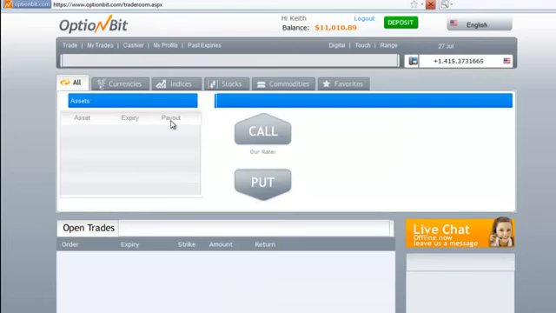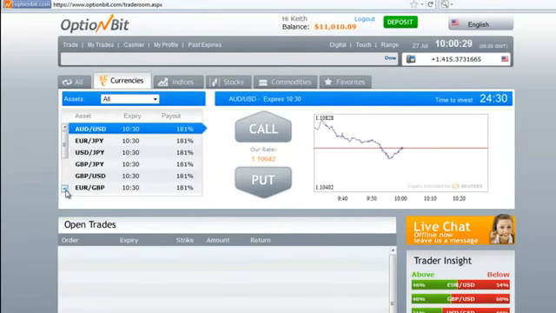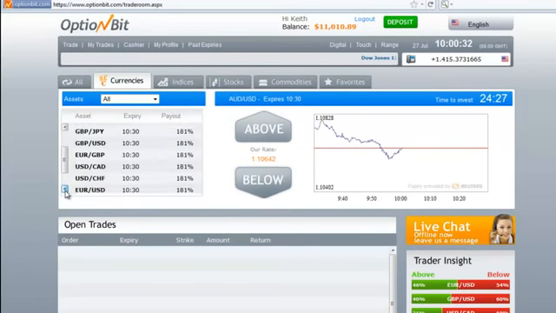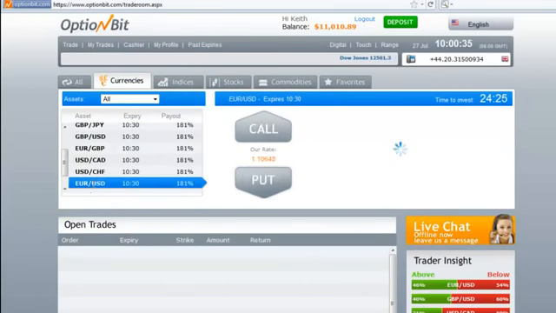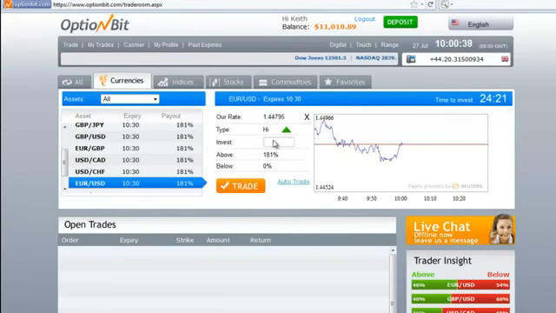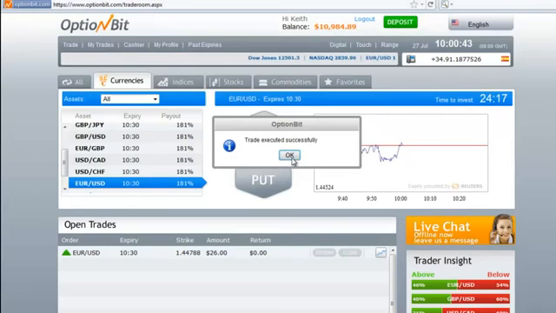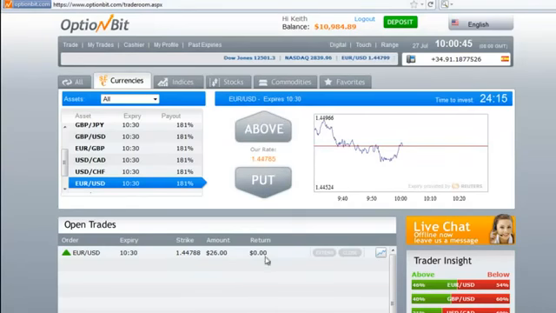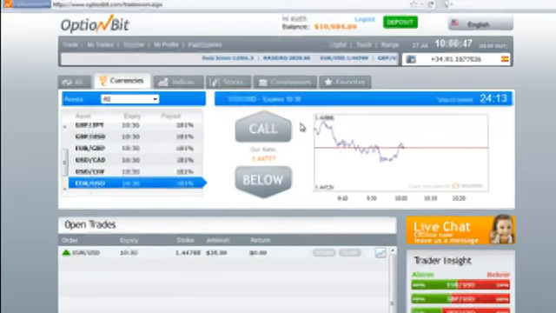So I go back onto trades, and we go back onto the same currency. Don't be switching currencies at this point. Okay. Right, and then we want to go call or above and put in $26 and then trade. Okay, trade executed successfully. We'll just pause and come back in a minute.